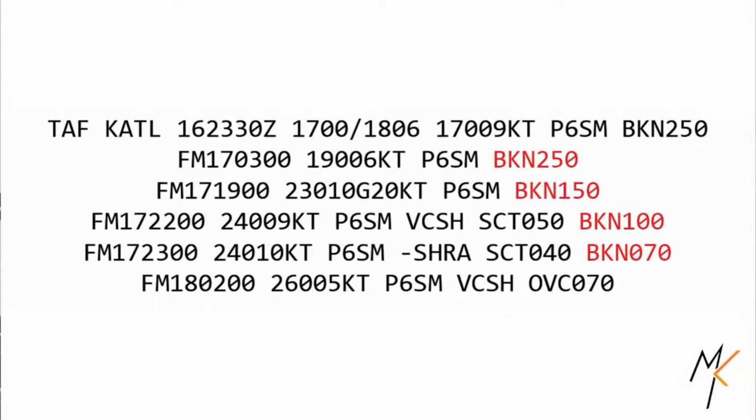Last but not least, we have our cloud information. BKN tells us that the clouds are broken at certain altitudes. The top line tells us 25,000 feet, but notice as the day goes on, the clouds are going to get lower in altitude. We then go from 25,000 to 15,000 all the way down to 7,000 feet at 2300 Zulu. Hopefully, as we went along and broke each report down bit by bit, you've started to figure out how all of these reports are read.